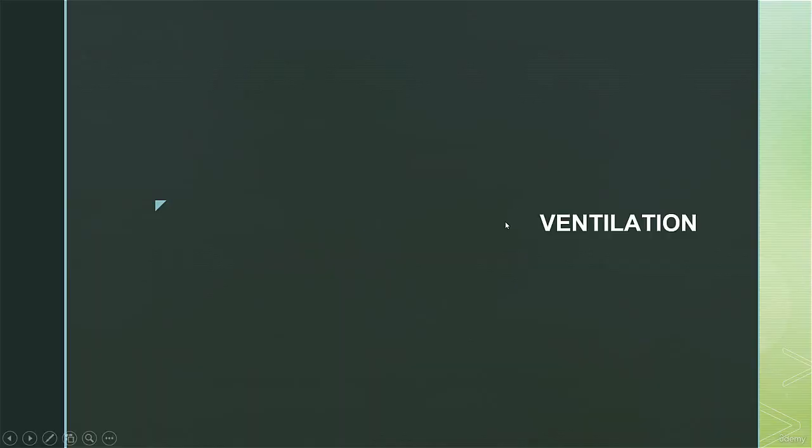Now we discuss what ventilation is. Ventilation refers to the flow of fresh air through a space. Ventilation is required to maintain air quality and regulate temperature. So in buildings we mainly use ventilation.